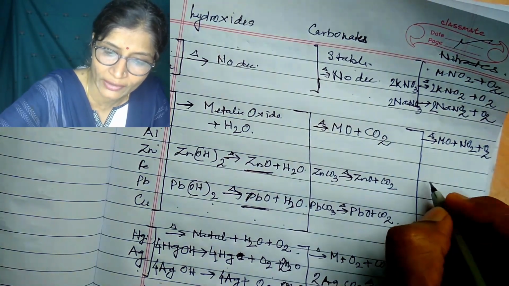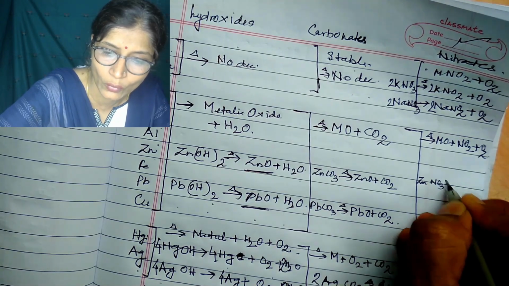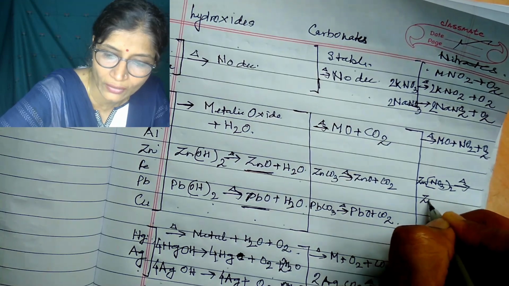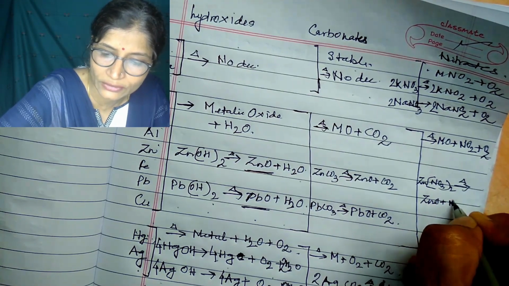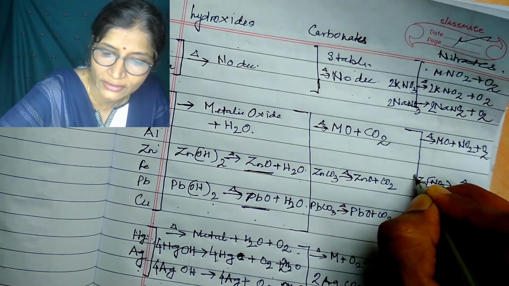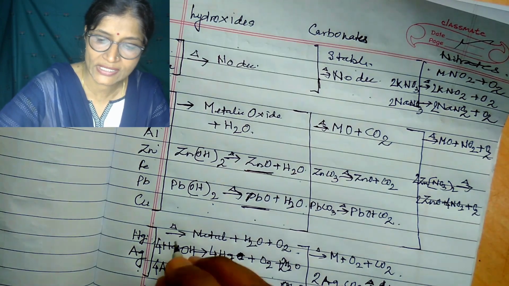If I am thinking about zinc nitrate, Zn(NO3)2, when it is heated, it will give zinc oxide plus nitrogen dioxide plus oxygen. Then balance it: 2, 2, 4. Now it is balanced.